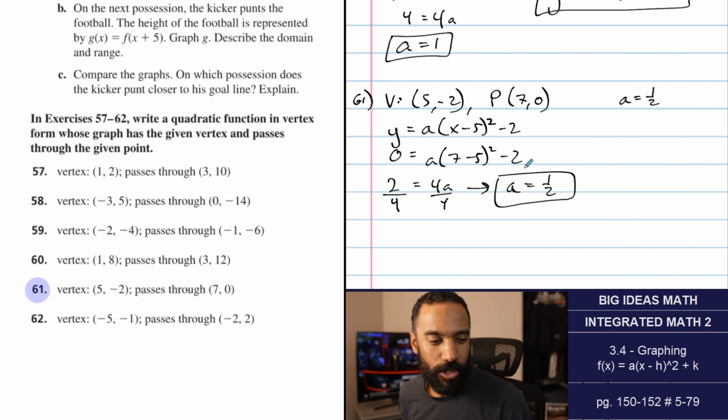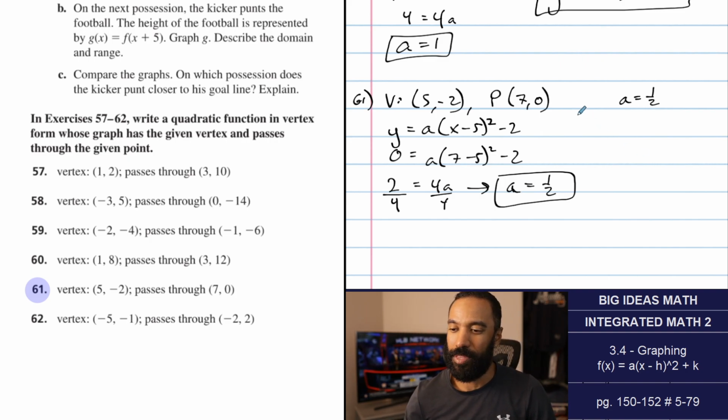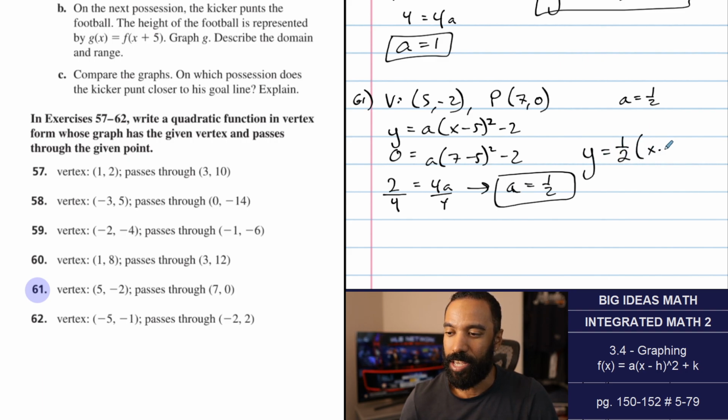You're saying, Mr. Robinson, can you just do your way? Can we? Well, you can fast forward through this. This is for anybody else, but I will keep doing my way. 1/2 times x minus 5 quantity squared minus 2.